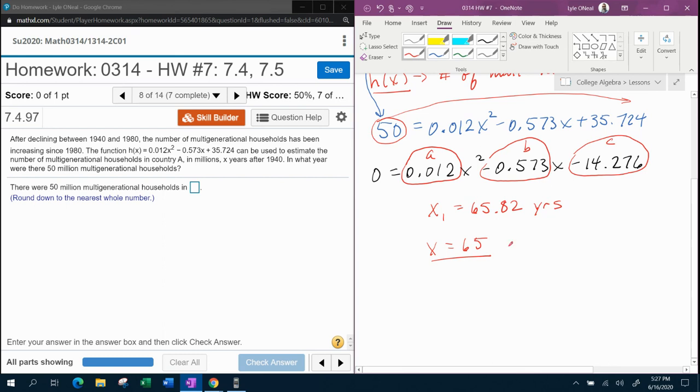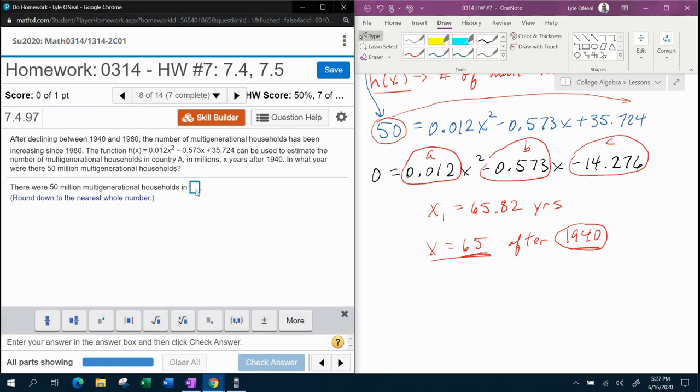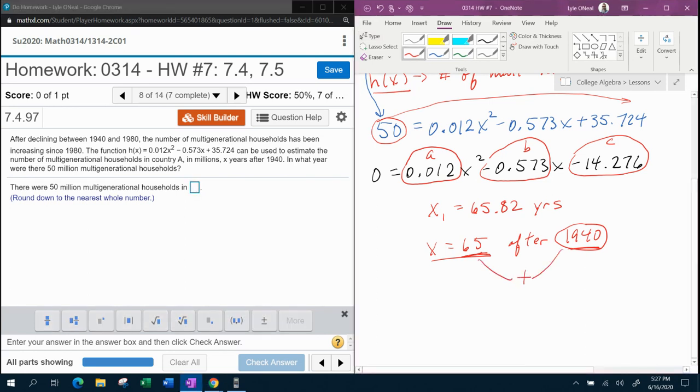Now that is 65 years after when? After 1940. So do they want the number of years or do they want the date? Let's read it. Oh, look at this. It says, in what year? So they actually want the 1940. I'm sorry, not the 1940. They want 1940 and then 65 years later. So 1940 plus 65, I actually have to add those together and get 2005 is the year in which this will happen.